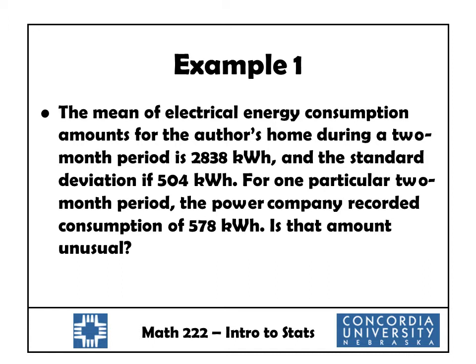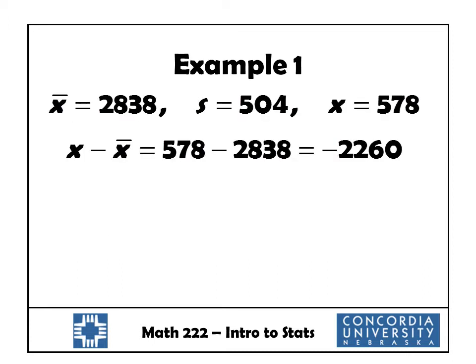The mean electrical consumption for the author's home during a 2-month period is 2,838 kilowatt hours, with a standard deviation of 504 kilowatt hours. For one particular 2-month period, the power company recorded a consumption of 578 kilowatt hours. Is that amount unusual? Well, we can use the range rule of thumb to answer that question. And we're going to look at this a little bit differently than we did in the previous section.